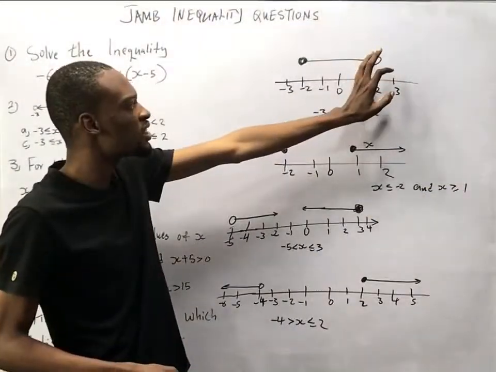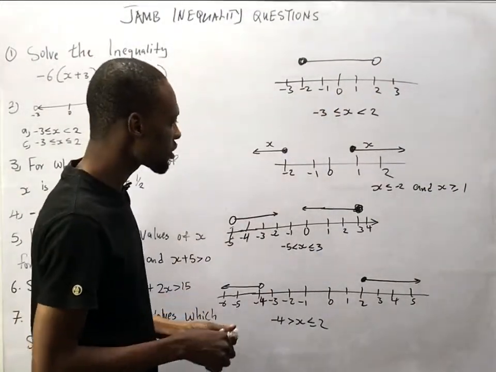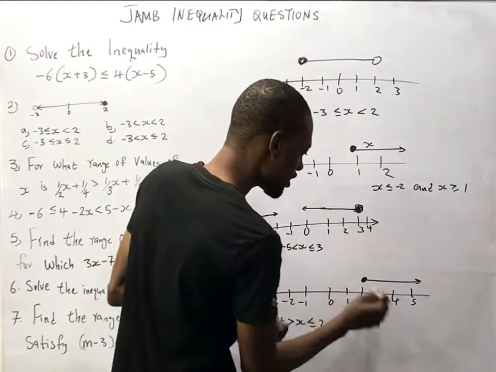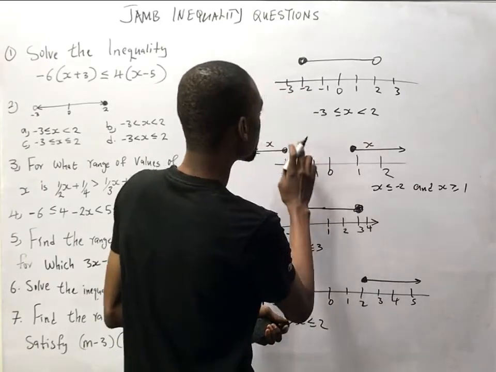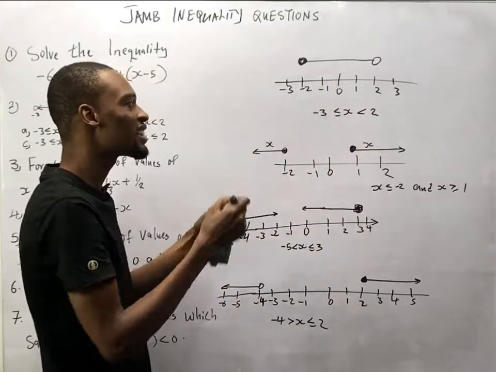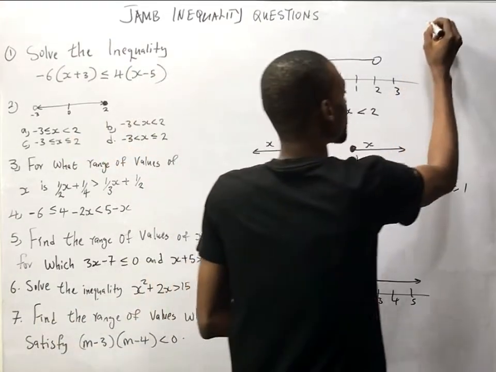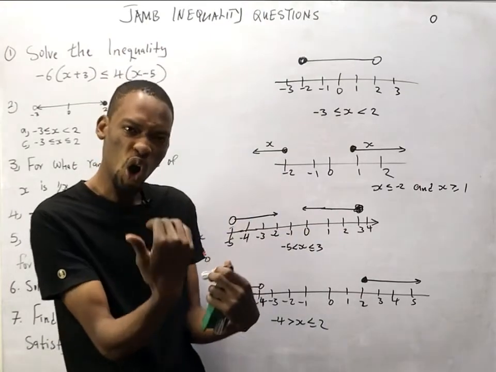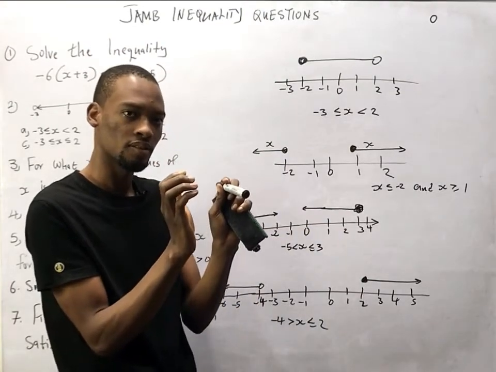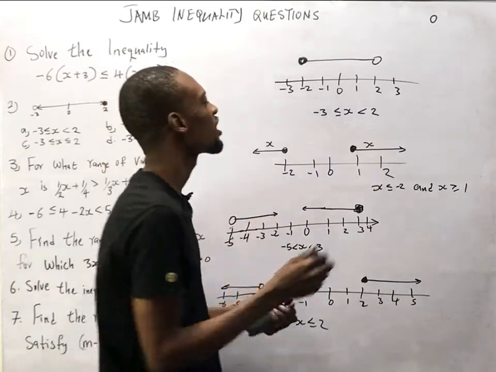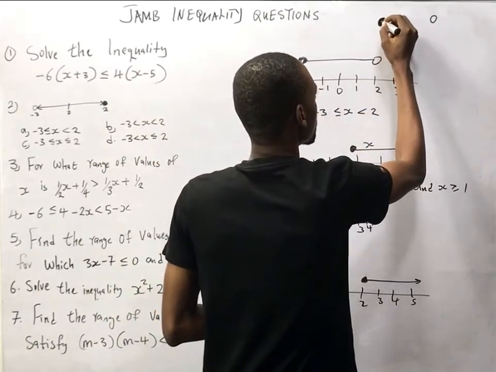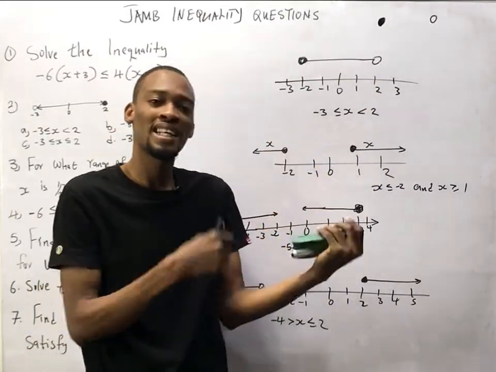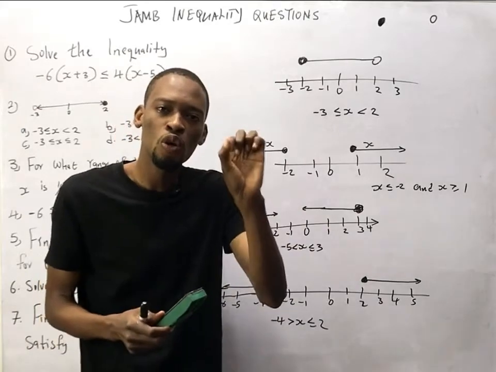Looking at these inequalities on the number line, you notice something. Here is not dark. Here is not dark. Here, you see, is thick. Here is thick. Here is thick. Here is light. When you see an inequality that is light, it means lesser than or greater than. There's no equal to. Now, if you see something that is thick, it means greater than or equal to, and it can also mean lesser than or equal to.